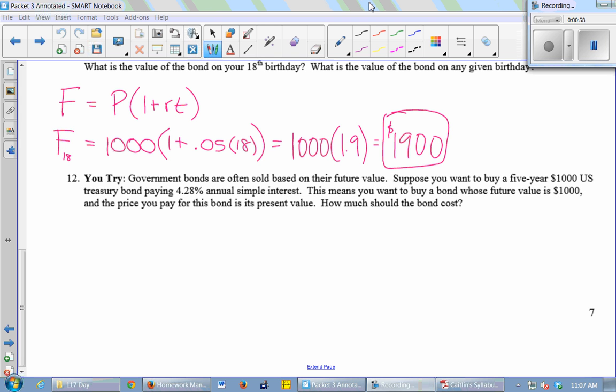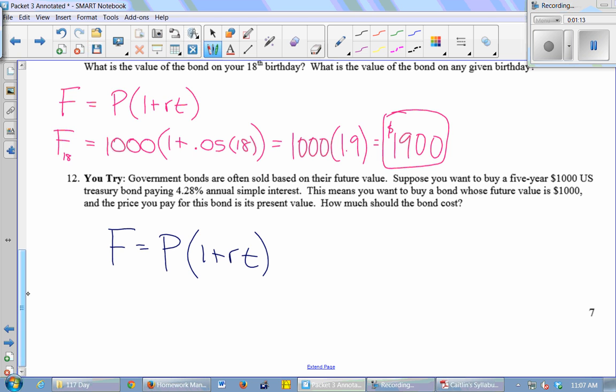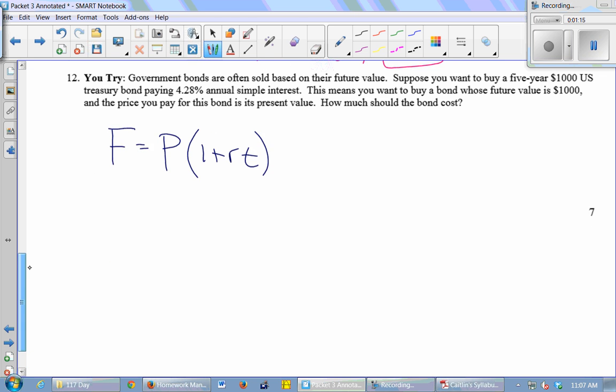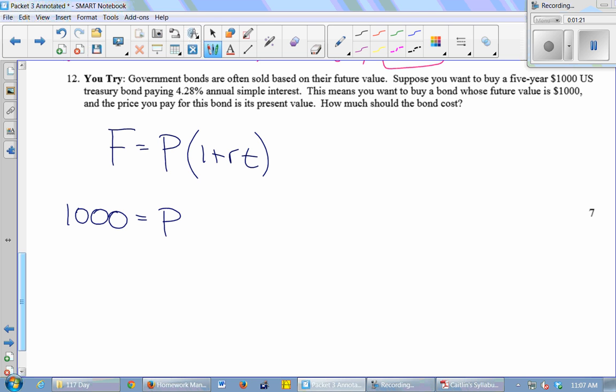So our formula for simple interest is that future value is principal times 1 plus RT. R is your interest rate as a decimal, and T is time. In this case, what we know is the future value, so I'm going to replace the F with a 1,000. That's the future value of this bond. I don't know the present value, so I'll leave that as a P. My interest rate as a decimal is 0.0428, and time is 5 years. And then I just have to solve this thing for P.